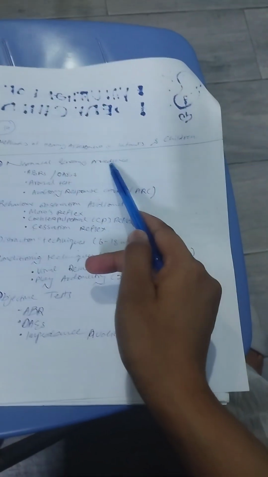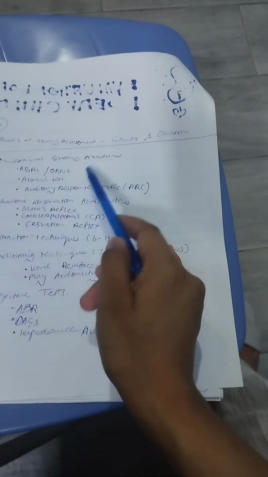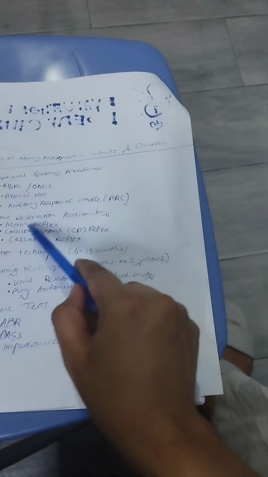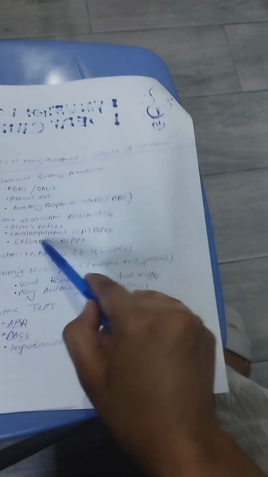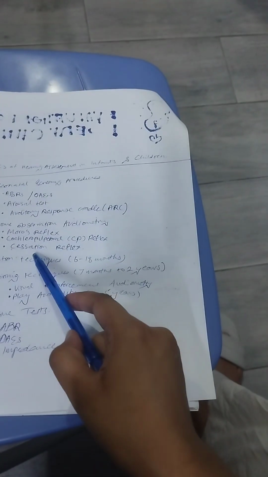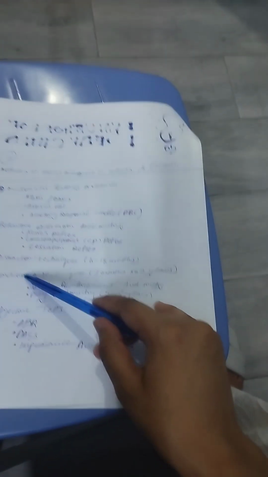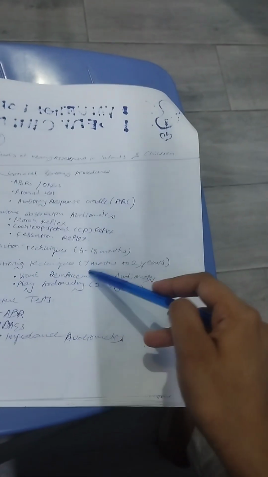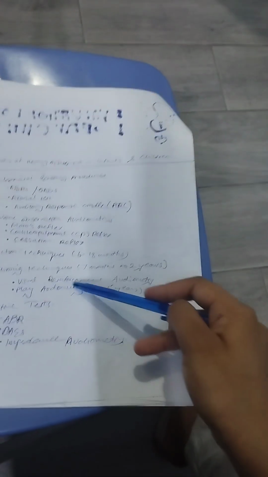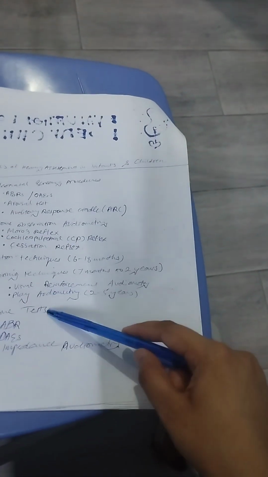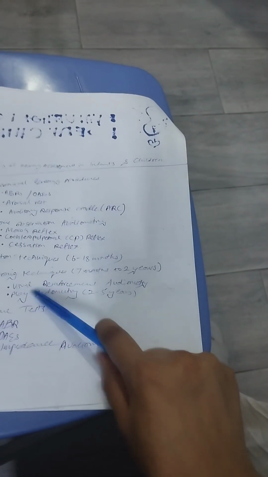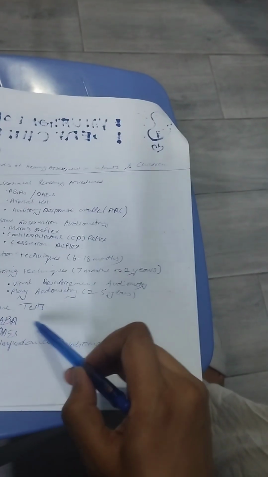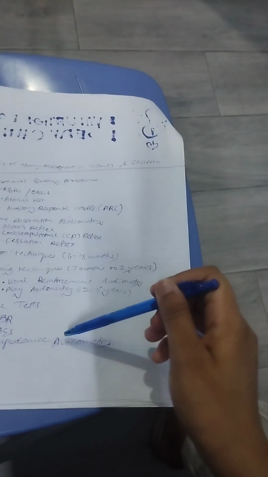Number 1, we have neonatal screening procedures, which include ABRs and OAEs. Then we have the arousal test, and we have ARC, which is the auditory response cradle. Number 2, we have behavior observation audiometry, which includes Moro's reflex, craniopalpebral reflex, CP reflex, and cessation reflex, which we're going to discuss later. And we also have distraction techniques for children who are 6 to 18 months, and we have conditioning techniques for children who are 7 months to 2 years, which include VRA, visual reinforcement audiometry, and play audiometry, which is for 2 to 5 years. And then we have objective tests: OAEs, ABRs, and impedance audiometry.